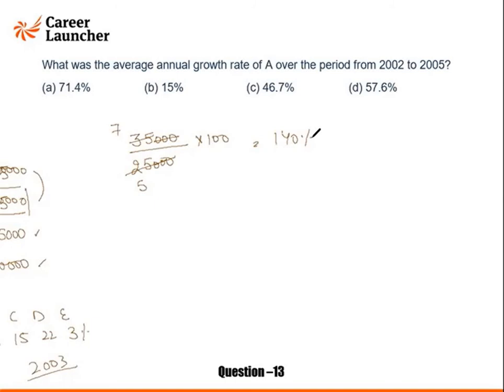Now 140% is my growth rate, but he's not asking for the growth rate. He's asking for the annual growth rate. So yearly, what is the growth rate? Understand this: how many years have we divided it into? 1 year, 2 years, 3 years. This growth has been obtained in 3 years. So divide it, you will get 46.7%, and that will be your answer, option C.